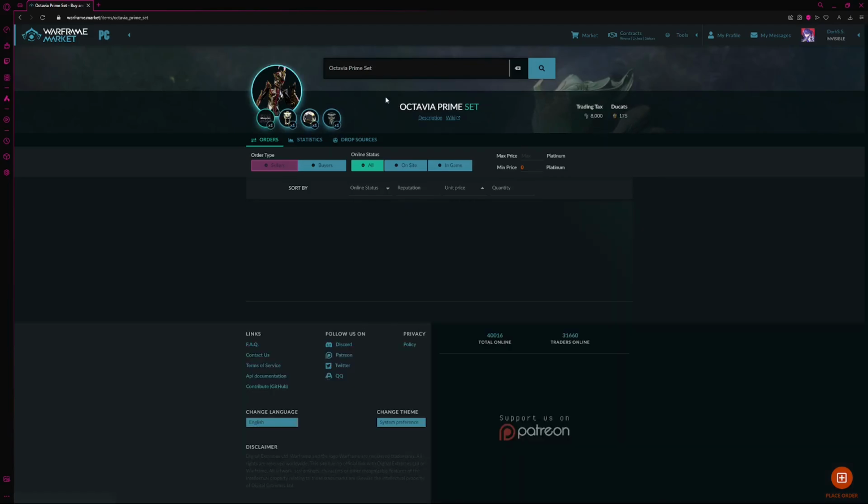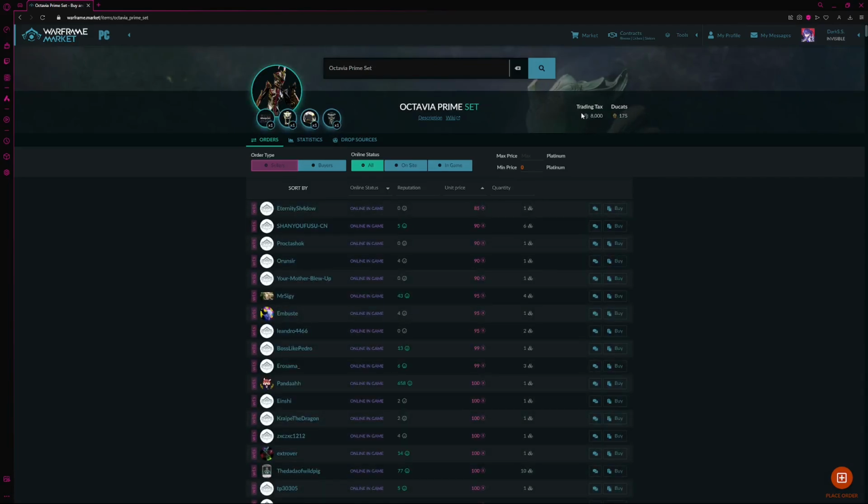The ducat system, I believe, is how much you'd get in ducats if they were sold. The trading tax is how much you get taxed, obviously. You should have this many credits if you have the amount of plat to buy stuff.